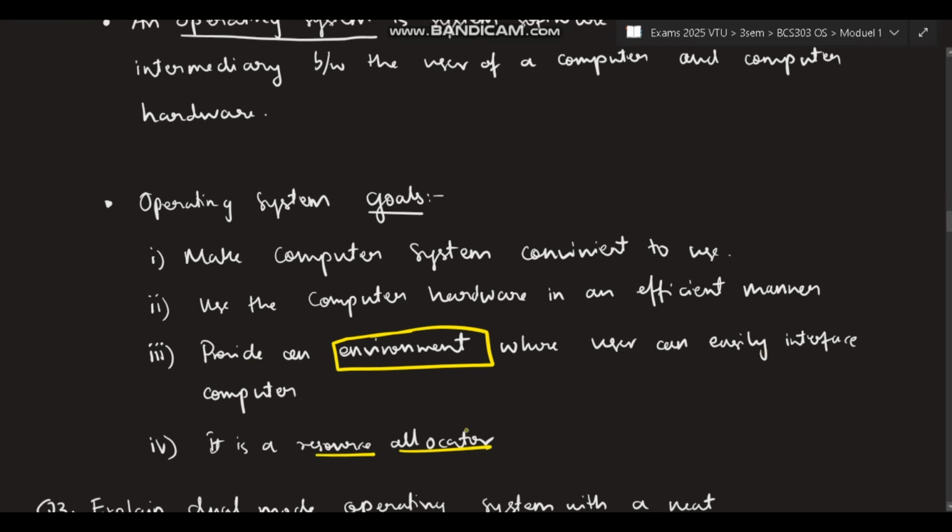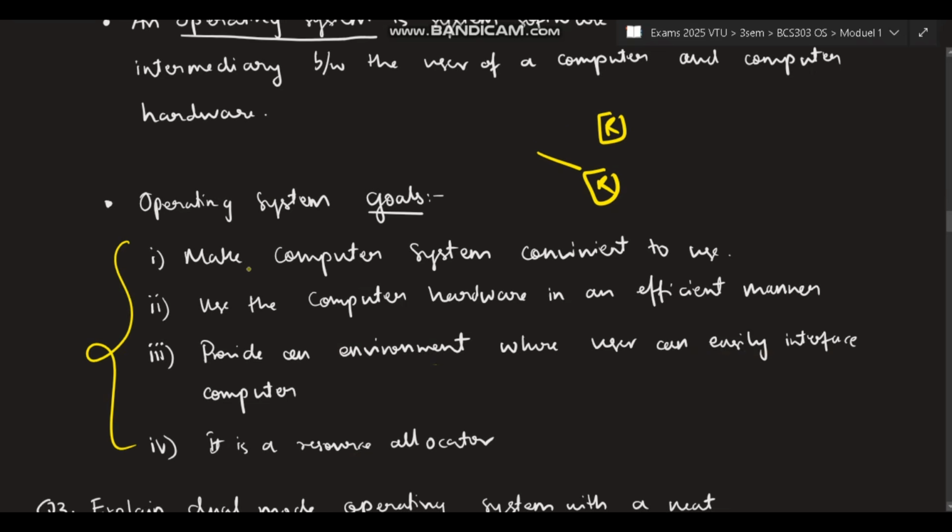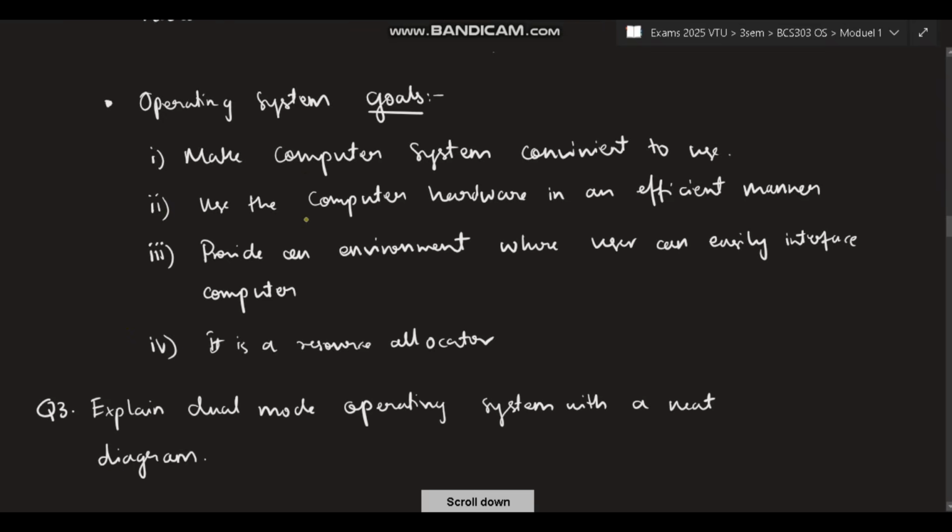And also it is a resource allocator. The OS will allocate which process should get what resources, so that is why it is called a resource allocator. These are the four goals of an operating system. If these four goals are met, that is called a very good operating system. That is about the operating system.